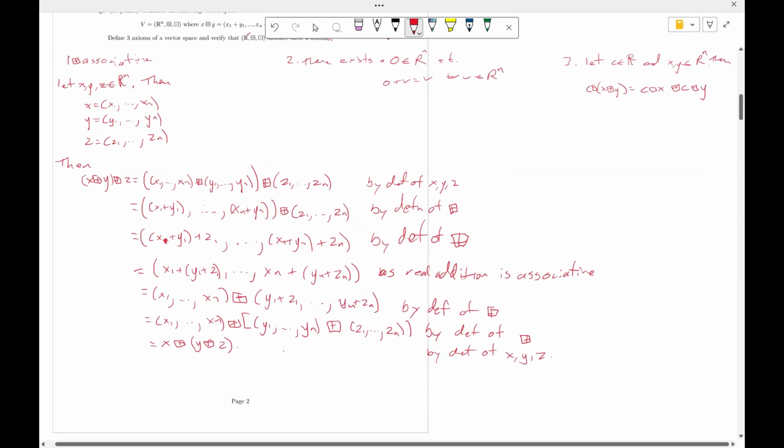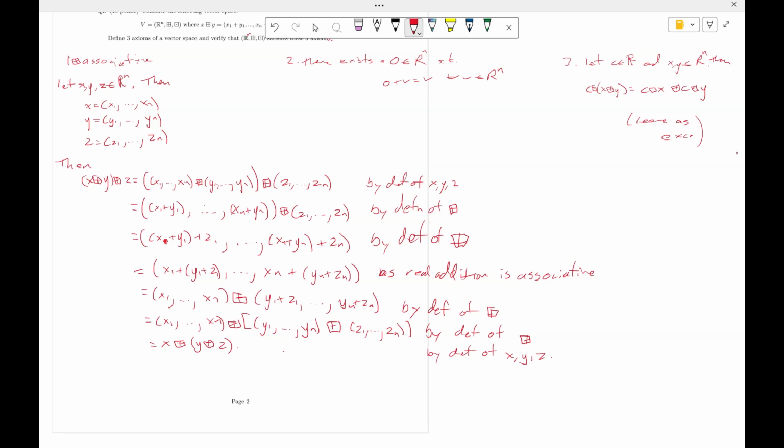Okay, now 3 is going to be very similar. Let C be a real number, X and Y be in R^n. Start at the left side, apply your operators, and get to the right side. I'm just going to leave this as an exercise for you to think about.